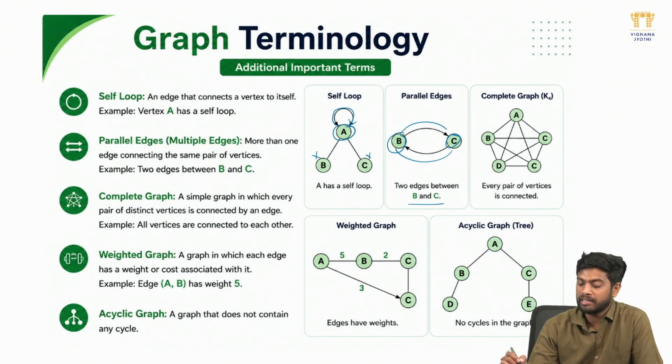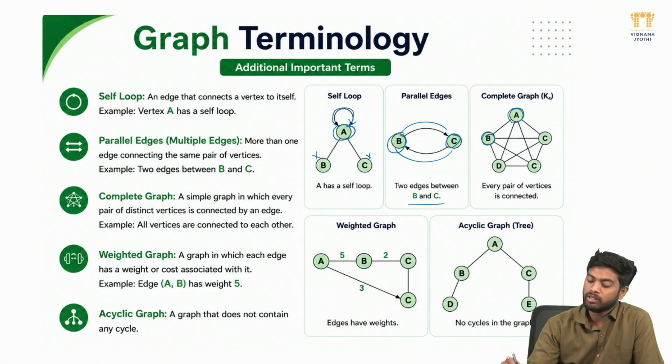Now what can we say about a complete graph? See, every pair of vertices is connected. If you select this graph, B is connected to every vertex. B is connected to A, B is connected to C, B is connected to D. Like this, if you select any vertex, it is connected to each and every remaining vertex, and those kinds of graphs can be defined as a complete graph.